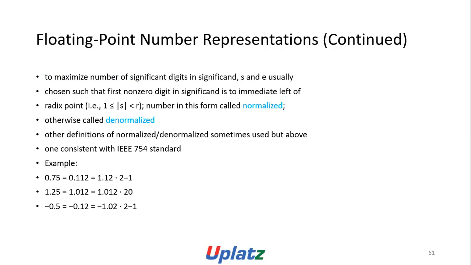If the modulus of s is greater than or equal to 1 and less than r, the number is said to be in normalized form, otherwise it is called denormalized. Other definitions of normalized and denormalized are sometimes used, but the above one is consistent with the IEEE 754 standard. Examples: 0.75, 0.11 binary, 1.1 times 2 to the power minus 1, 1.25, 0.01 binary, 1.01 binary times 2 to the power 0, 0.5, 0.1 binary, 1.0 times 2 to the power minus 1.